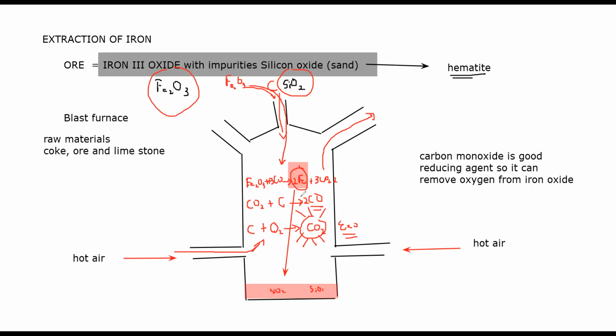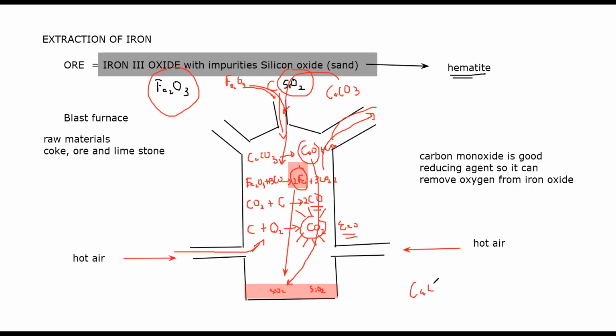Carbon dioxide gas escapes and the molten iron will move towards the bottom, but it also contains impurity, which is sand, silicon oxide. So to remove this impurity, what do we do? We add calcium carbonate. What is the advantage of adding calcium carbonate? When we add calcium carbonate, because of heat, it decomposes into calcium oxide and carbon dioxide. The carbon dioxide will escape and this calcium oxide will react with silicon oxide.